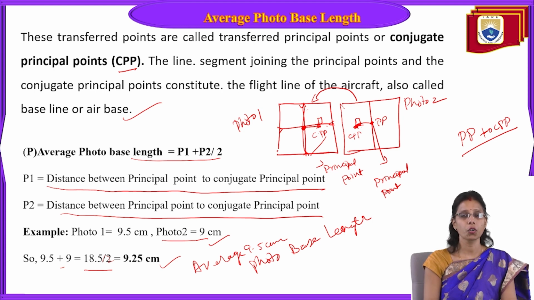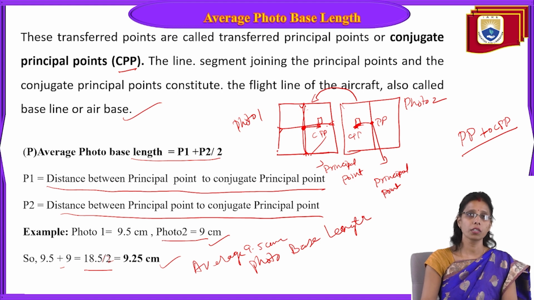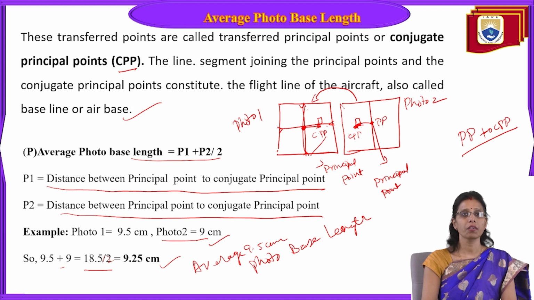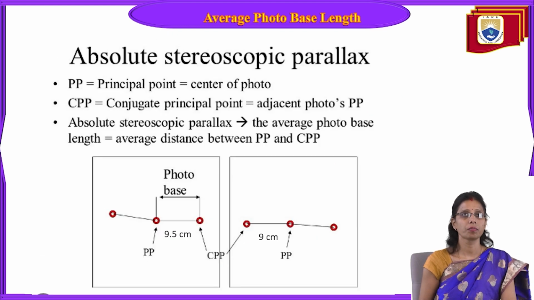For photo number 1, we take the distance from principal point to CPP. For photo number 2 also, the distance from principal point to CPP, the conjugate principal point. Then we add these two values and divide the total by 2, and we get the average photo base length. Now we know the stereoscopic parallax, the differential parallax, and the average photo base length. Based on all this, we can find the height of the object.